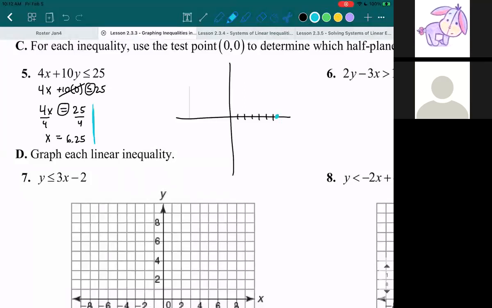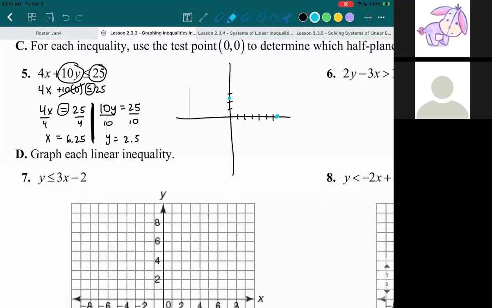Let's find our y-intercept. Okay, so to find our y-intercept, instead of focusing on the 4x and setting it equal to 25, like what we did over here, I'm going to focus on the 10y and the 25. So I'm going to write 10y is equal to 25. Then we just divide by 10, and then you get y is equal to 2.5. So I'm going to go up 1, 2, and then halfway between the 2 and the 3, right over there, that is our y-intercept.